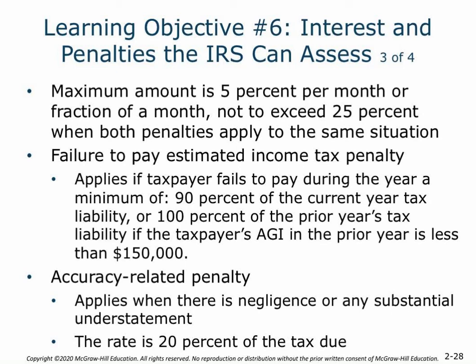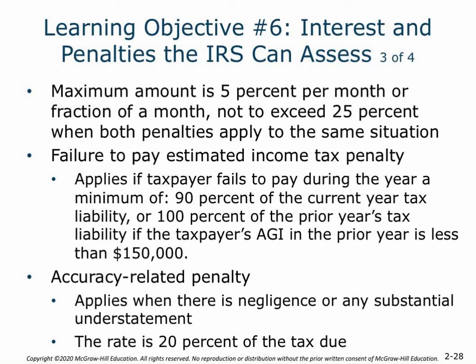The other area where this might come into play, where you may not have a good estimate, is if you had withholdings from the earnings in the previous year and are not this year. So if you don't do those estimated payments, then you may fall into this and have that failure to pay your estimated taxes. There's an accuracy related penalty as well, and that applies when there's negligence or any substantial understatement.